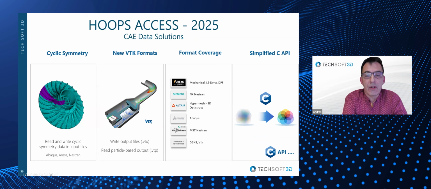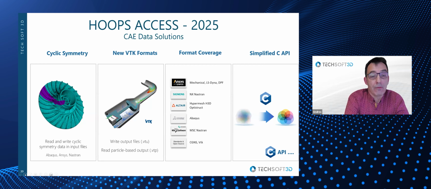Hoops Access, that's our CAE data access solution. It reads about 30 formats like Hoops Exchange does, but in the CAE space. That includes input and output file formats. And it also has the ability to write out input and output formats for about 10 different flavors.